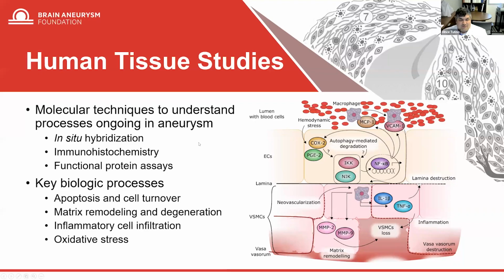And since then, we've adopted many molecular techniques to understand the biochemical and physiological processes happening in the aneurysm, using things like in situ hybridization and immunohistochemistry to characterize the function of certain proteins that are upregulated in the diseased tissue. And we've been able to identify several key biological processes, like I just alluded to: inflammatory cell infiltration, oxidative stress, and remodeling and degeneration of the tissue.